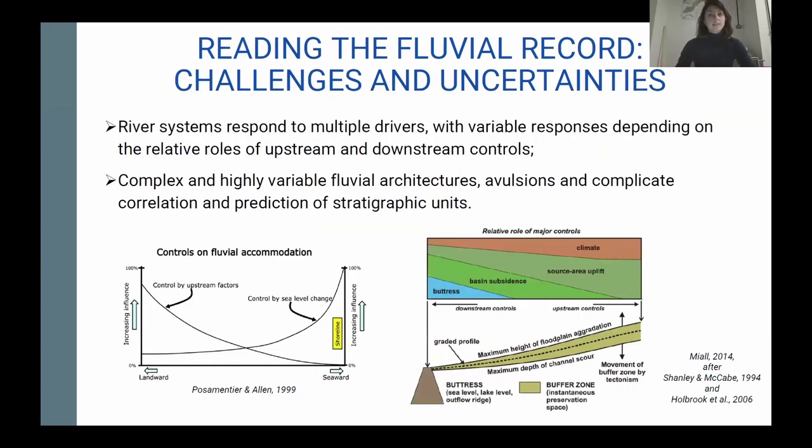But how does it work for the continental systems? So, for example, in the fluvial record. River systems are challenging because they respond to multiple drivers, with variable responses depending on the relative roles of upstream and downstream controls. Clearly, if we are seaward, we have control by sea level changes. But if you are landward, you have control by upstream factors like climate and tectonics, so subsidence and uplift processes. But we also have some complexity in the fluvial architectures because of the influence of autogenic processes like avulsions that complicate the stratigraphic units.